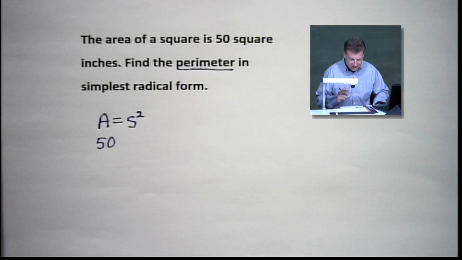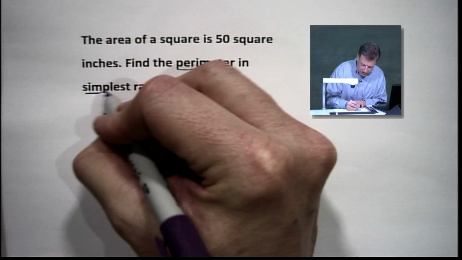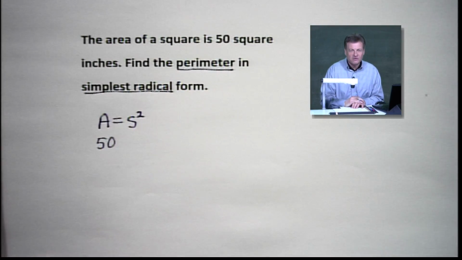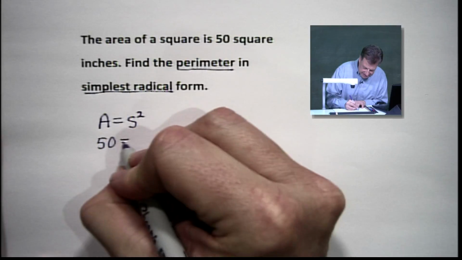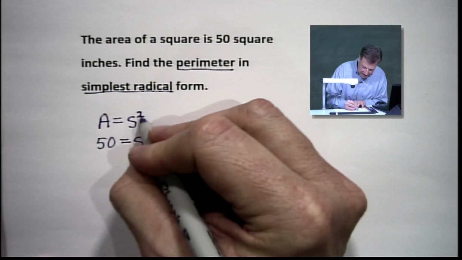So let's see where this is going to go. And another key expression here, we're going to leave it in radical form rather than trying to make a decimal out of it, okay? We're going to leave it in simplest radical form. So let's see what we have.